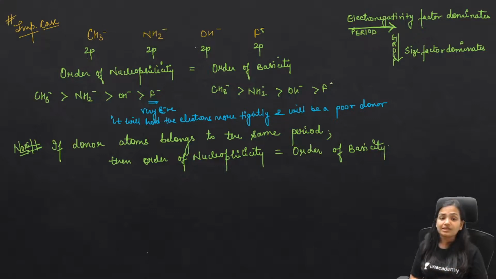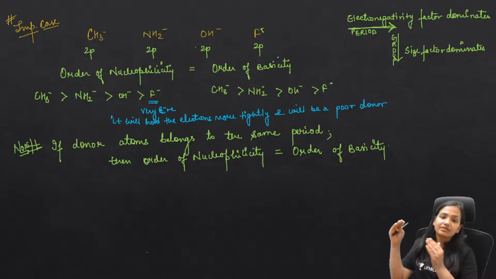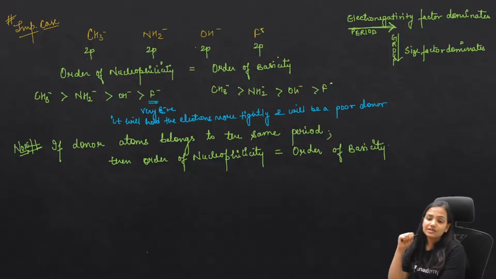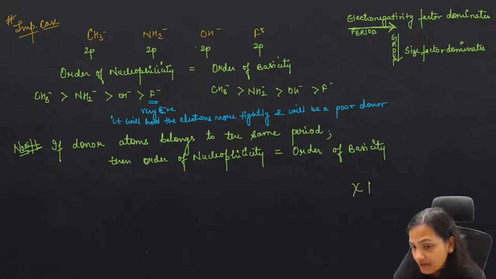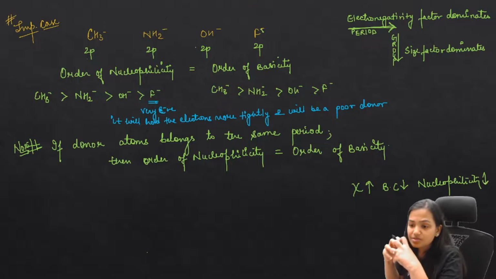But the point is, the carbon, which is less electronegative, will easily give the electron pair to the H positive rather than the F negative. So as the electronegativity increases, the basicity and the nucleophilicity decrease. Got it? Please understand, if the electronegativity increases, the basic character decreases, and the nucleophilicity also decreases. The polarizability also decreases as the size becomes smaller.